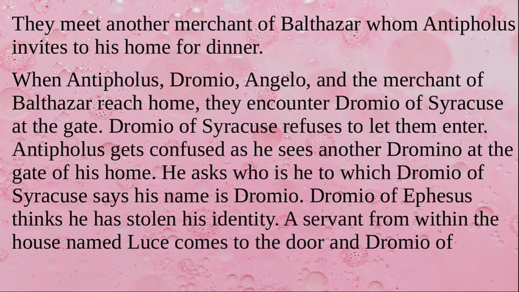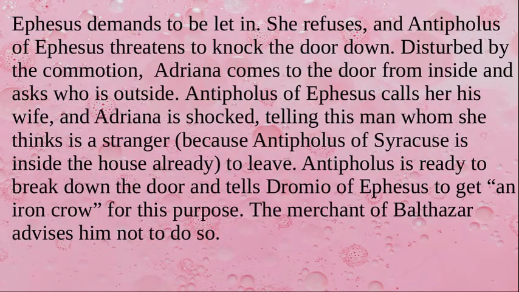A servant from within the house named Luce comes to the door, and Dromio of Ephesus demands to be let in. She refuses, and Antipholus of Ephesus threatens to knock the door down. Disturbed by the commotion, Adriana comes to the door from inside and asks who is outside. Antipholus of Ephesus calls her his wife, and Adriana is shocked, telling this man whom she thinks is a stranger to leave, because Antipholus of Syracuse is inside the house already.